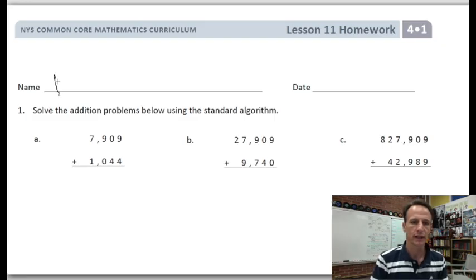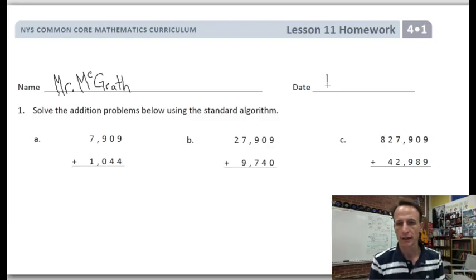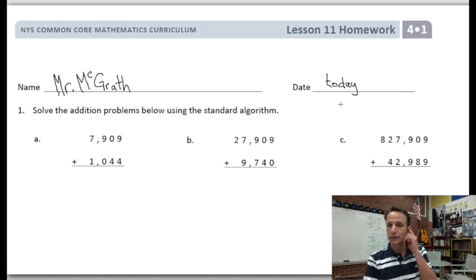So let's start by jotting our names down at the top. I'll put my name, you put yours, and let's both put today's date. I'll write today, you write the actual date where and when you are. And now we're taking everything we've learned about place value and putting it to use in addition.